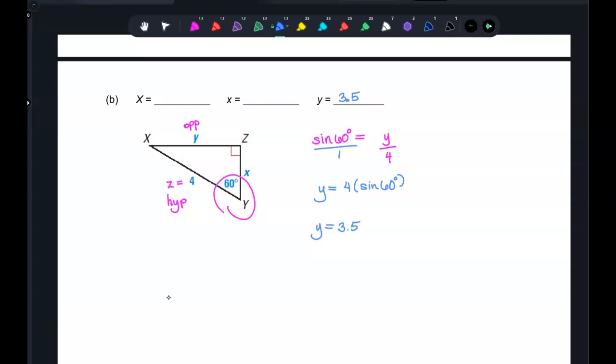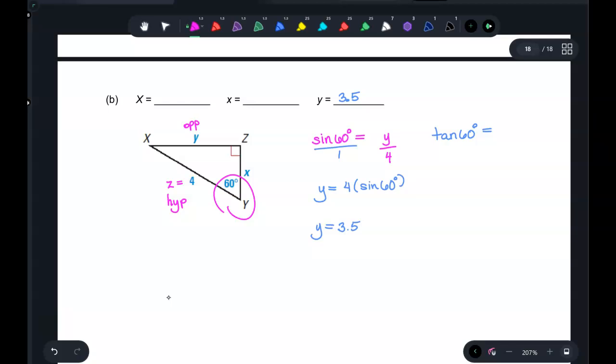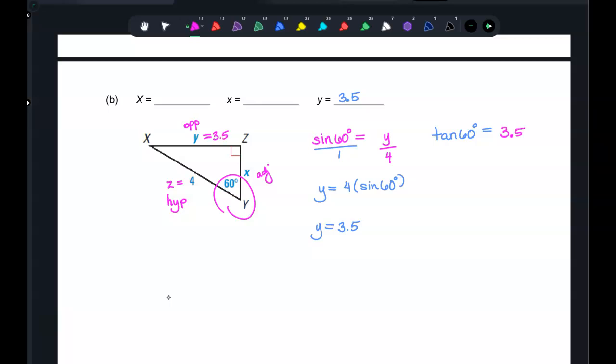But now we found the opposite, so we can use tangent to find the adjacent. So tangent of 60 would be opposite over adjacent, and we just found out y was 3.5. So we could do 3.5 over x. What makes these tricky is there are so many different options to solve. We could have used sine here, or cosine, or the Pythagorean theorem.